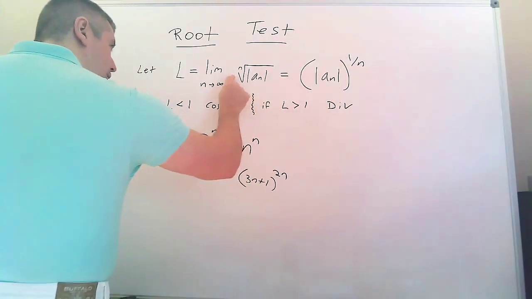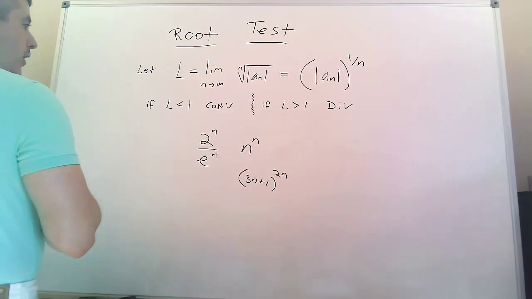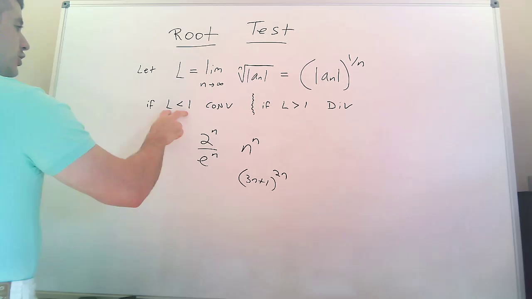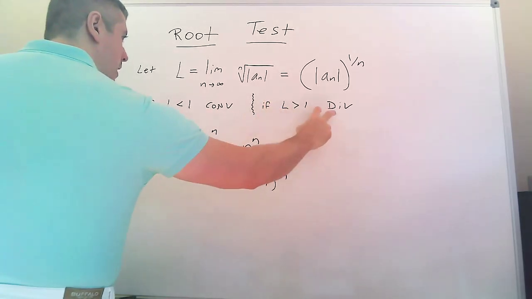So, right, the nth root means 1 over n. So what I'm basically going to do is divide all the powers by n, and I'll write that. Just like the ratio test. If this limit is smaller than 1, converge. If this limit is bigger than 1, diverge.